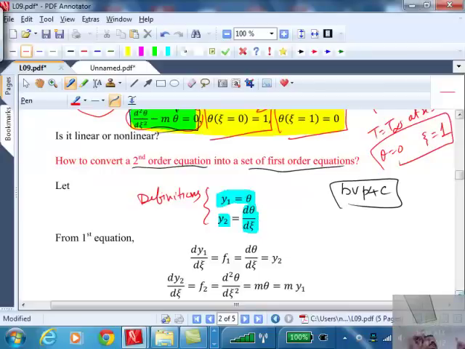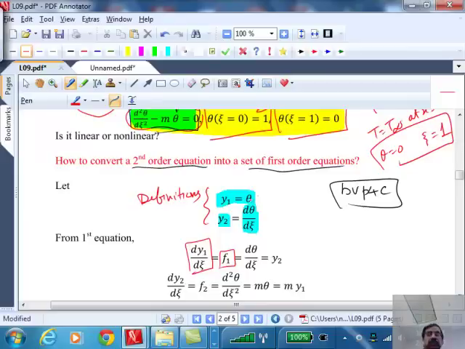Then I'm going to formulate the equations. Now I have two variables, y1 and y2. I'm really interested only in y1 because y1 is the same as theta, but I have another variable, y2. So I need to find two equations to be able to solve for those two variables. How do I formulate these equations? I formulate them in such a way that I solve the original problem. So I take, for example, the derivative of y1, dy1 d psi. Y1 is something I defined, so I can take its derivative with respect to psi, and I'm going to call that the first function f1. But what is dy1 d psi? Y1 is the same as theta.